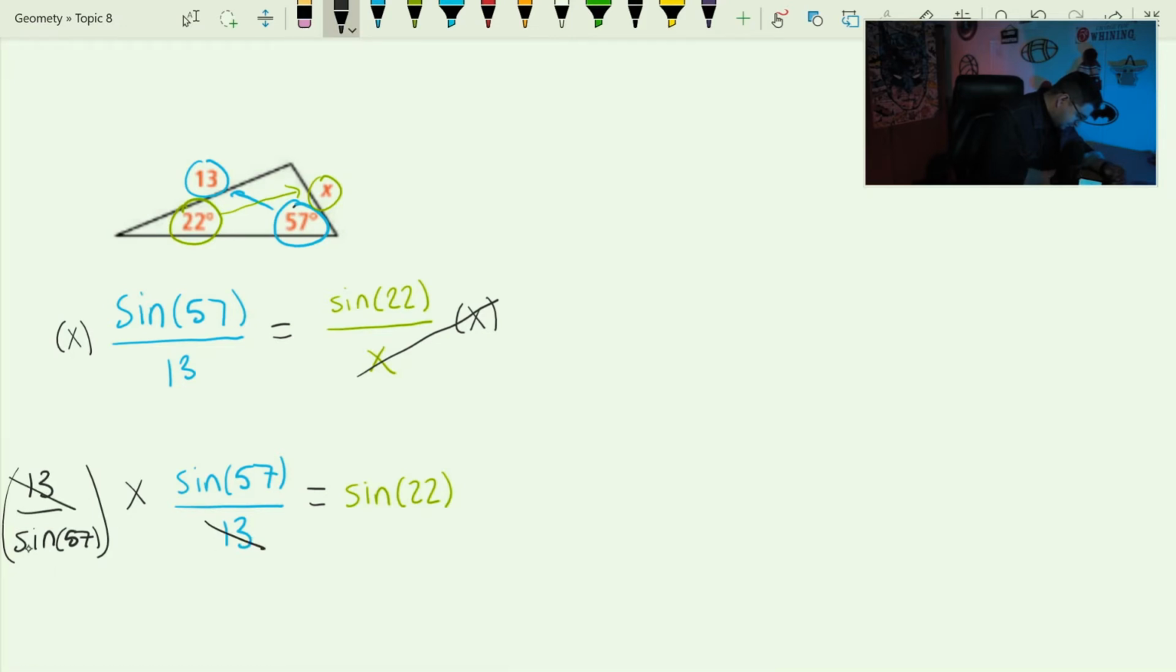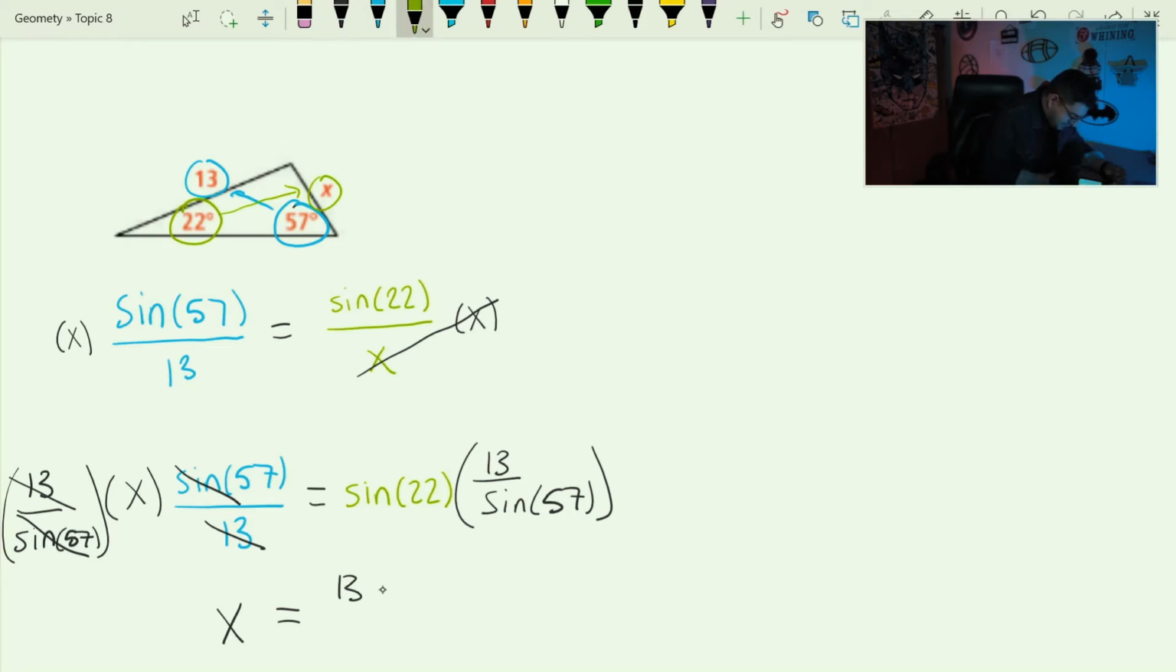That'll cancel out the 13s and cancel out the sines. Remember, this X is still in the middle, and we're allowed to do this as long as we do it to the other side. It looks a little messy, but basically everything on the left got canceled out except our X value. So X is singled out, which is exactly what we wanted. On the right, we end up getting 13 times the sine of 22. The sine of 22 is really the only thing that did not move throughout this entire problem. And we have the sine of 57 on the bottom.